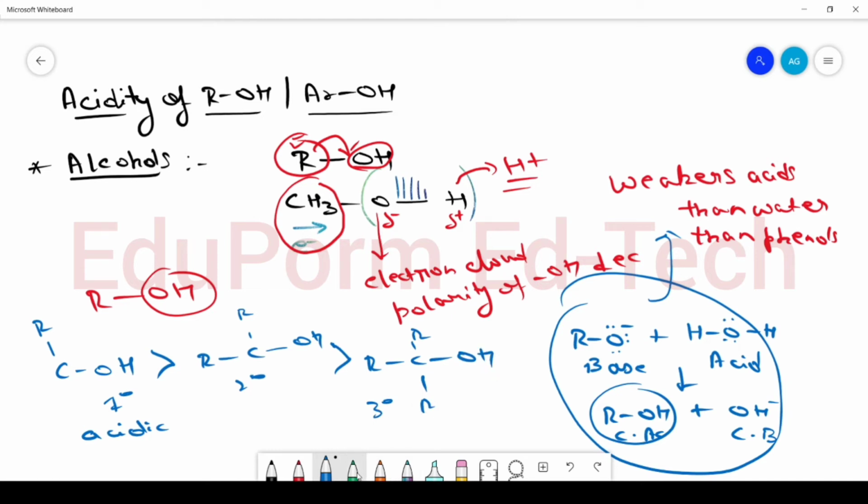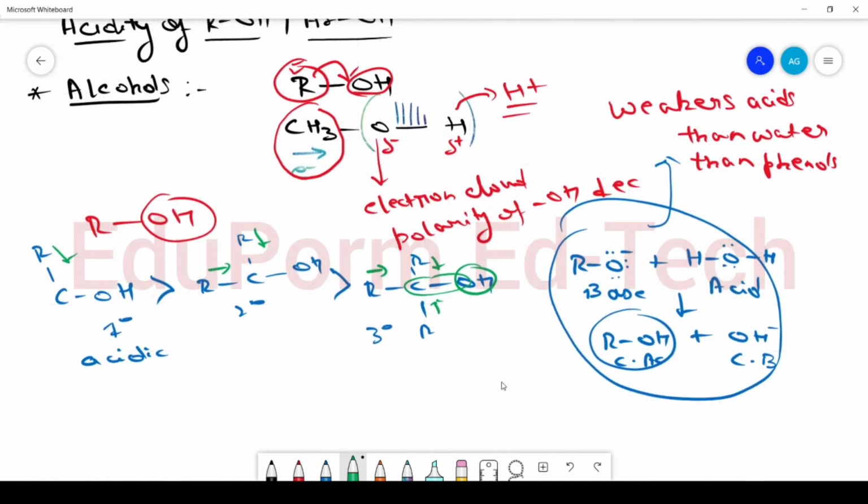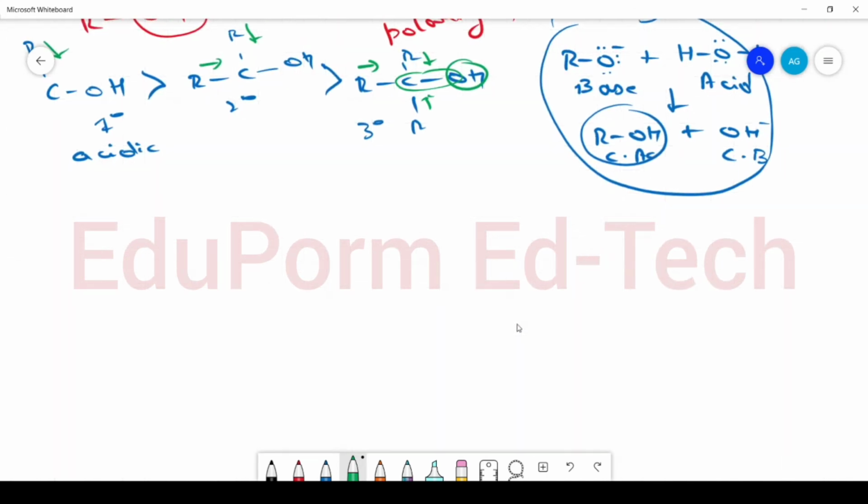And why is it so? Because in the tertiary alcohol we have three groups which are decreasing the polarity of the C-OH bond, or we can say decreasing the polarity of the hydroxyl group. In the secondary we have two groups decreasing the polarity of the OH bond, and in the primary only one group. So primary alcohols are more acidic than secondary, which are more acidic than tertiary. The more donating groups are present, the less acidic character is shown, and alcohols are weaker acids than water and phenols.